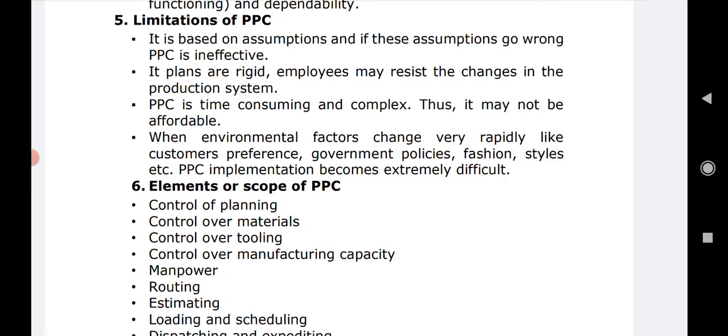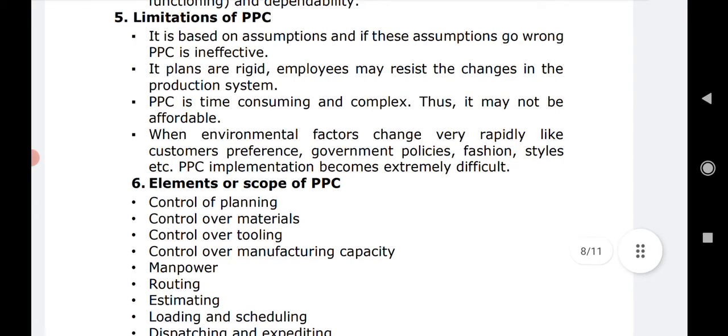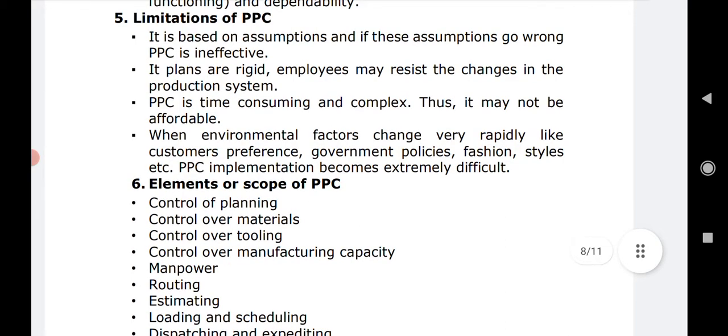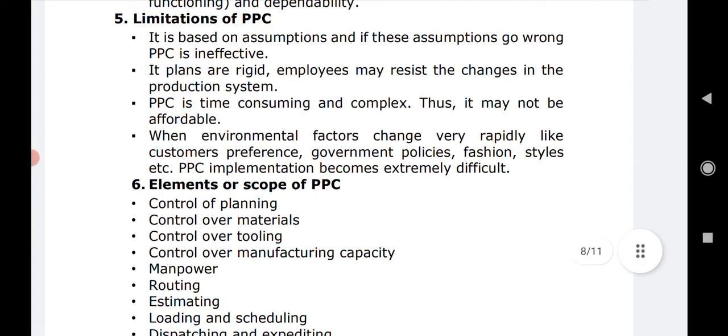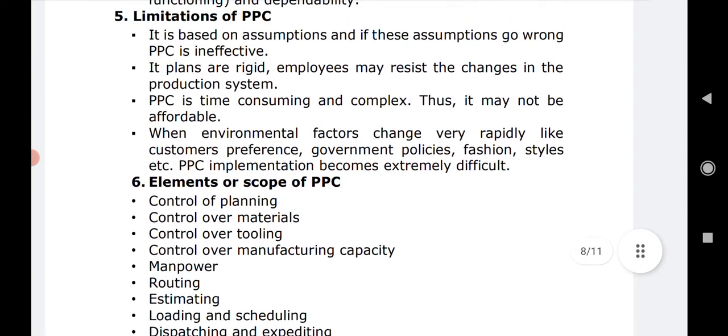So it is based on the assumption that if these assumptions go wrong, then PPC is ineffective. That means because it is based on planning. So if planning is not proper, then the whole function of PPC, which may be howsoever scientific, time consuming or expensive, it will go in vain. So that should be kept in mind, that no assumption should go wrong. But there are all chances that assumptions may prove to be wrong.